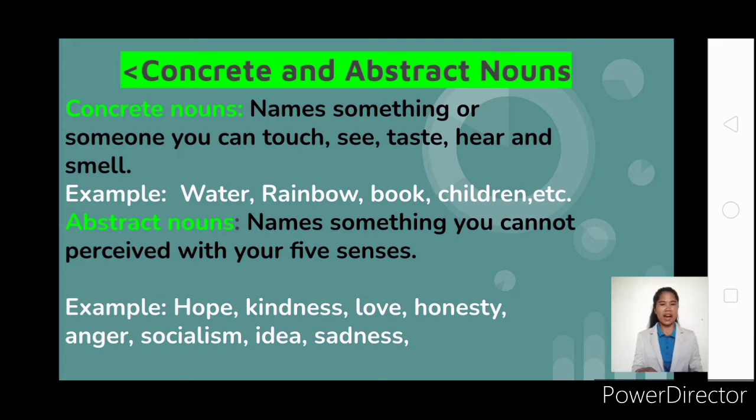While the abstract nouns name something you cannot perceive with your 5 senses. So, ito naman yung mga nouns na hindi nakikita or hindi nahahawakan. For example, hope, kindness, love, honesty, anger, socialism, idea, sadness, and many more. So, hindi natin sila nakikita or nahahawakan bagkos nafe-feel natin. So, yun yung kaibahan nila.